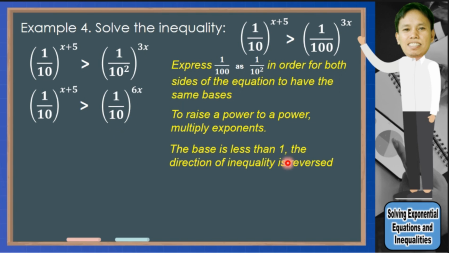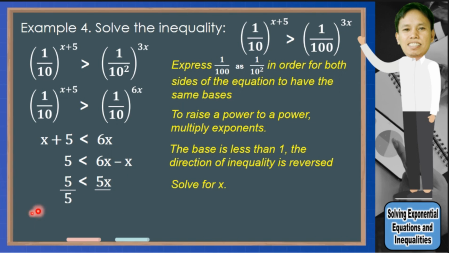So the base is less than 1. So the direction of the inequality is reversed with respect to the exponents. So the exponent is x plus 5, then the direction of inequality is reversed, then it will become x plus 5 is less than 6x. Then we have to solve for x. Use again the transposition method or addition property of equality. Then we have 5 is less than 6x minus x. Then simplify. 6x minus x is 5x.